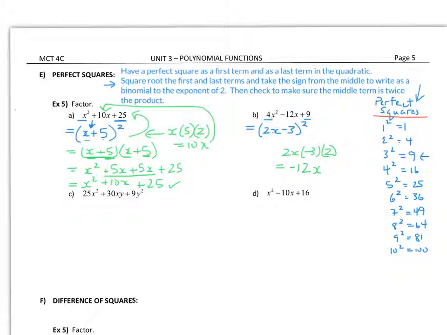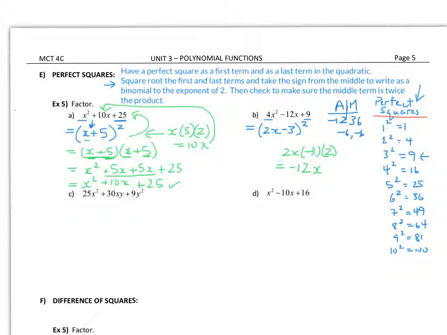Otherwise, I would have to do that as a tricky trinomial, where I'd find two numbers that add to negative 12 and multiply to 36. And that's going to give me a negative 6 and a negative 6. And then I could do my decomposition like we did in the last video.